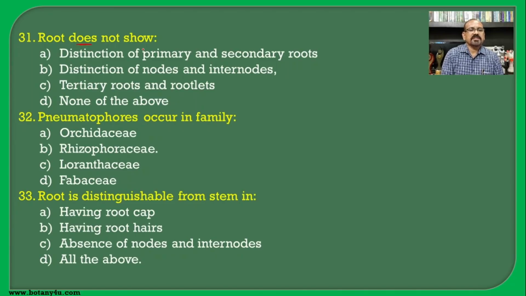Then root does not show. If you see the distinction of primary and secondary root, that is present in the root. Then the distinction of node and internode, which is the characteristic feature of the stem and not the root, and hence it is not a characteristic feature of the root. Then tertiary roots and rootlets, which are also present in the root, and hence B is the correct answer for this question, that the root does not show node and internode.